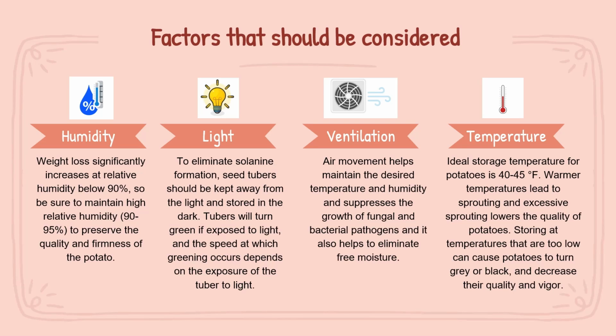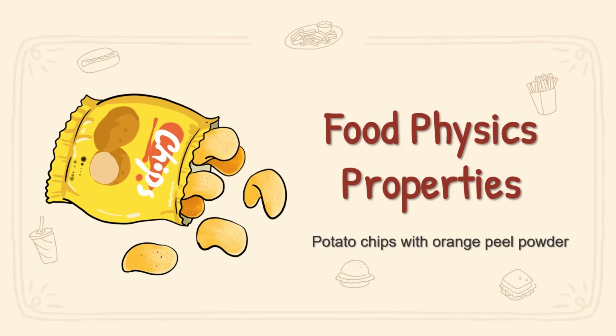Potatoes should be stored at a temperature between 40 to 45 Fahrenheit. A lot of sprouting degrades the quality of potatoes and is a result of warmer temperatures. Furthermore, warm storage conditions promote disease growth, creating an ideal environment for organisms that could harm crop establishment and yield. Warm storage conditions also increase transpiration and respiration, raising the possibility of water loss. On the other hand, storing potatoes at low temperatures can result in them turning greenish or black and limiting their quality and vigor. That's all from the food microbiology aspect.